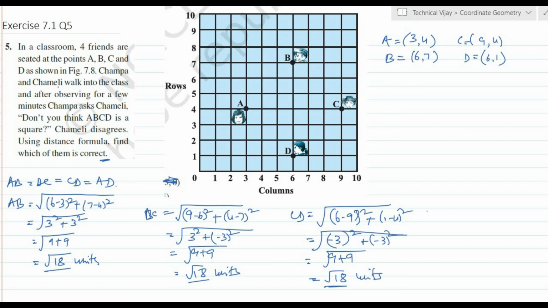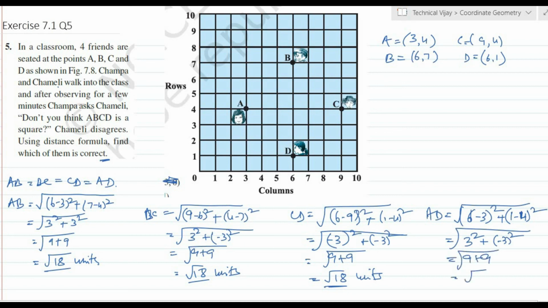So here DA or AD is equal to the square root of (6 minus 3) square plus (1 minus 4) square. So 6 minus 3 means 3 square plus minus 3 square, which is equal to the square root of 9 plus 9. This is equal to square root 18 units.